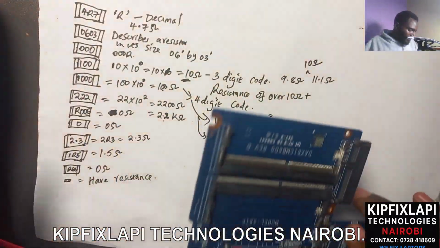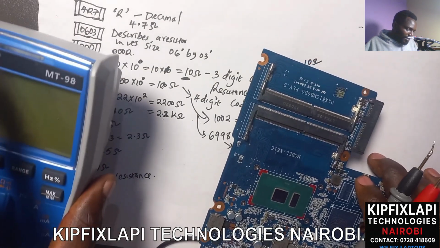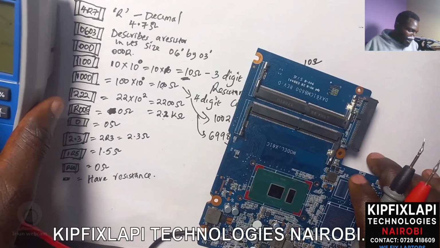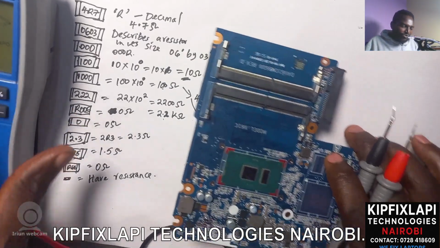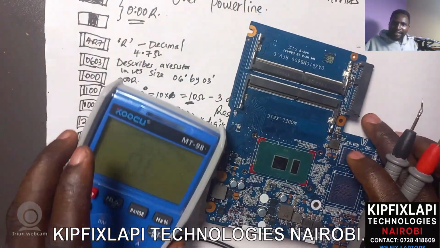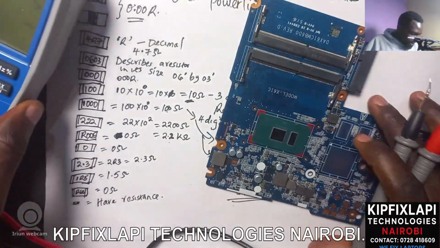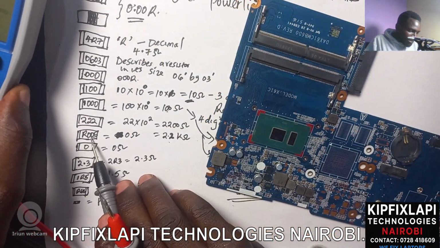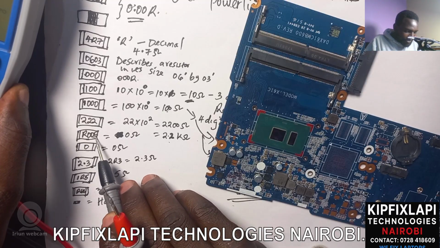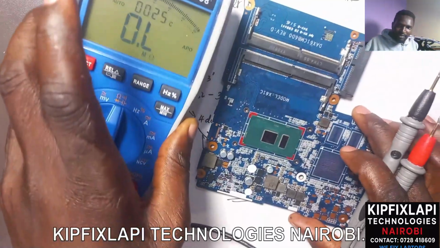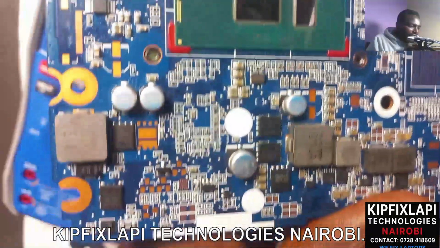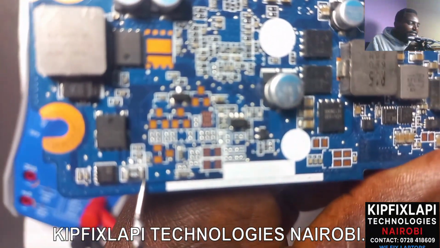What did I say? R010. So long as the value comes after R, that one is equivalent to 0. Yes, when you see any number coming after R, that is 0. So R010 falls under this. This is R005. So let's check that R010. How much resistance does it have? That R010 is here.